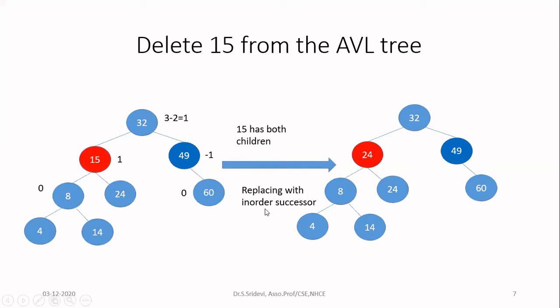I'm going to replace this with the in-order successor. So first find out what the in-order successor is. The in-order successor will always be available in the right subtree, and the in-order predecessor will be available in the left subtree. So this is very important.